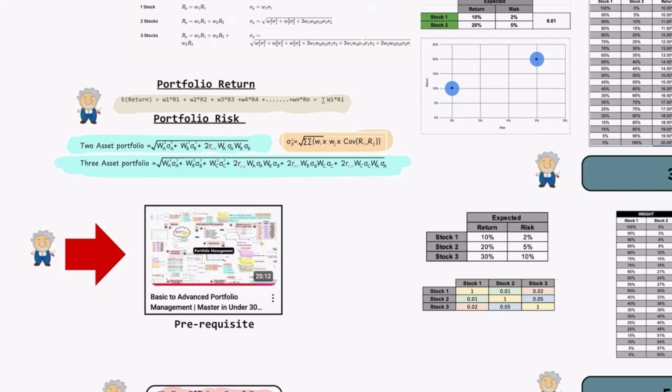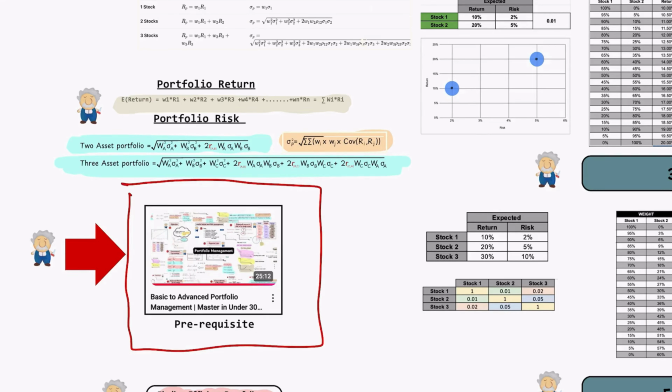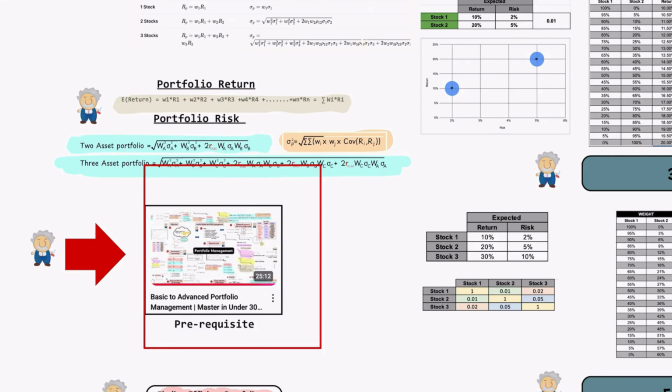Now, if you haven't watched the previous session on portfolio management, please check the link in the description below. It is a prerequisite to understand this session. And let's start with the 2-stock portfolio only.